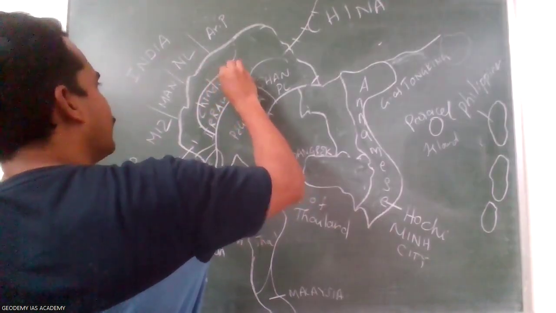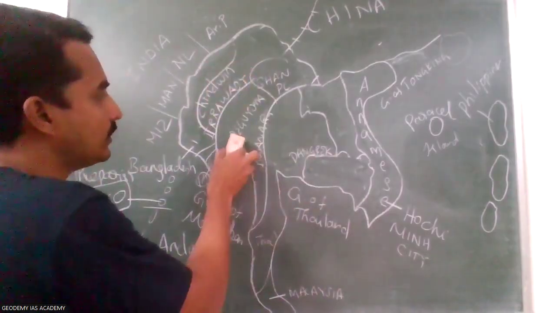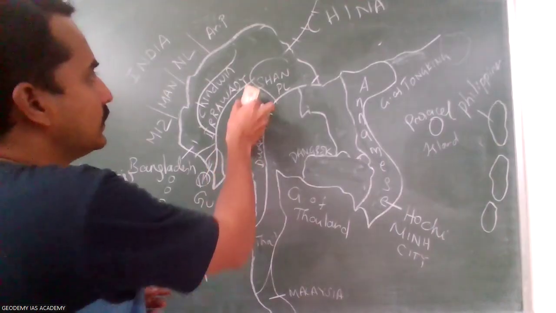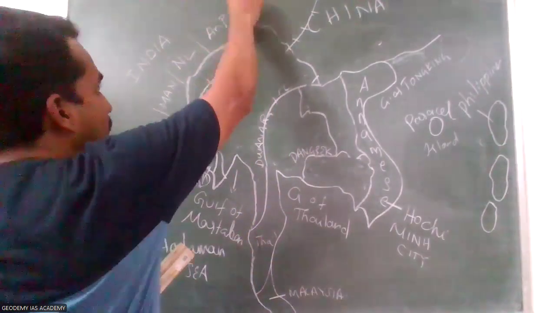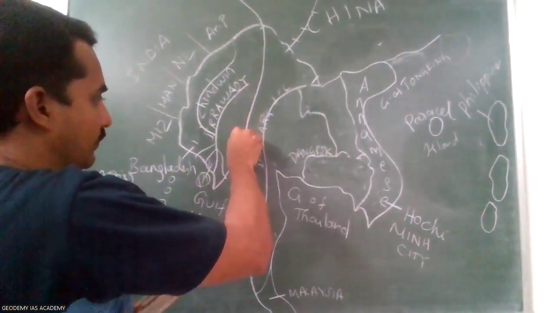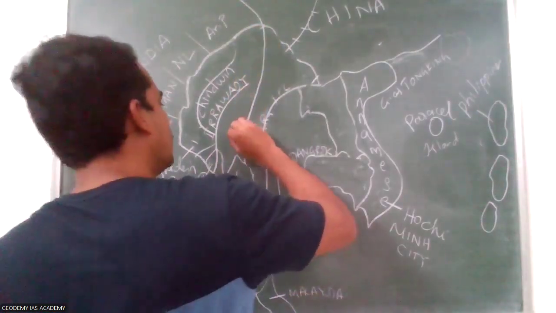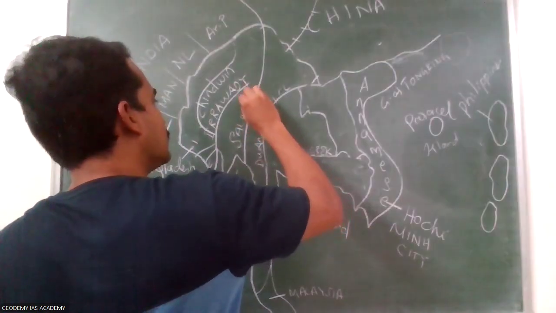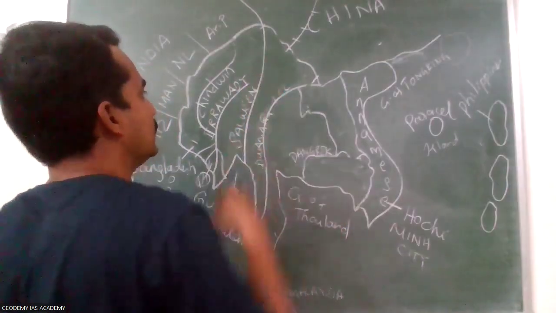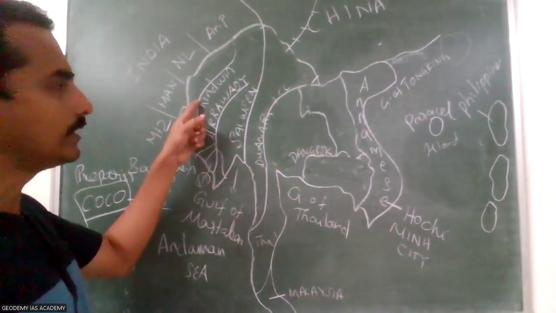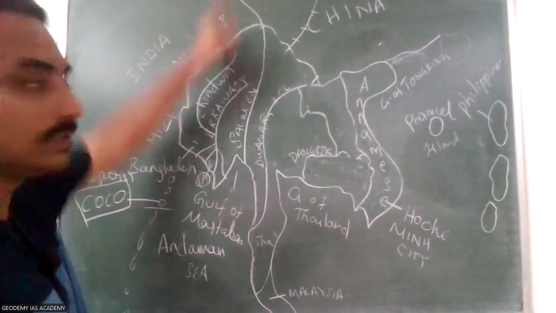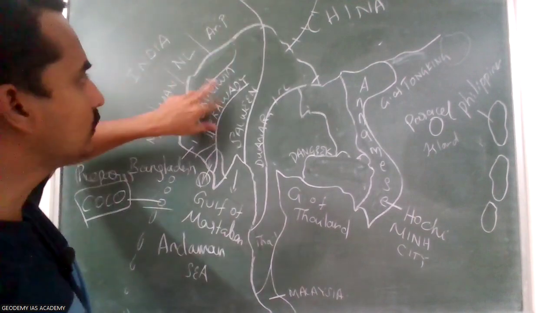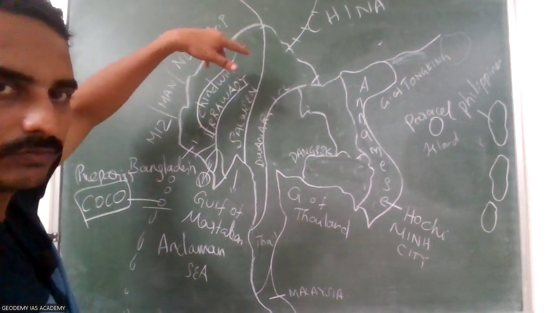Chindwin river. And another important river is the Salween River, which originates in Tibet and joins here in the Gulf of Martaban. So these three rivers are important rivers in Myanmar: Chindwin River, Irrawaddy River, Salween River. Salween River originates in Tibet. So these two rivers originate within Myanmar in the northern mountains.